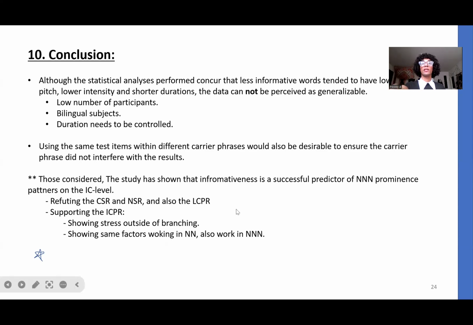And with this, we can say that the previous research, like Chomsky and Halle's Compound Stress Rule and Liberman and Prince's Lexical Category Prominence Rule, were actually not quite correct, because the rules say the stress will only fall on the first noun of a branching compound. And I showed that we could actually have stress outside of branching, on the third noun. So this is great news.